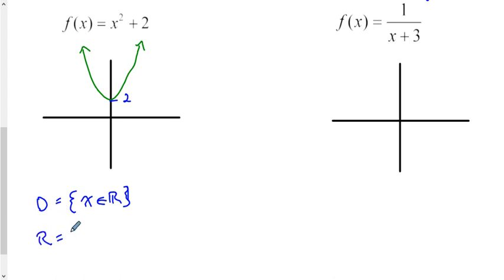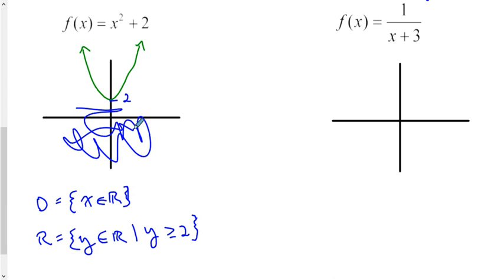My range, again, I've got to say y is an element of real numbers. But in this case, I've got to say such that y is greater than or equal to 2. Because I see I don't have anything below 2. There's nothing, all the space down here. You can't have any values there. So it's got to be greater than or equal to 2. Anything above that.